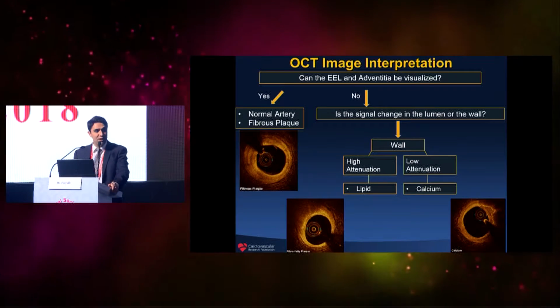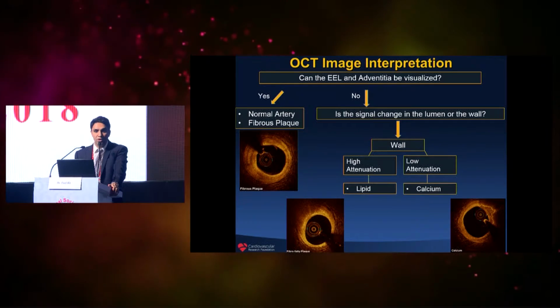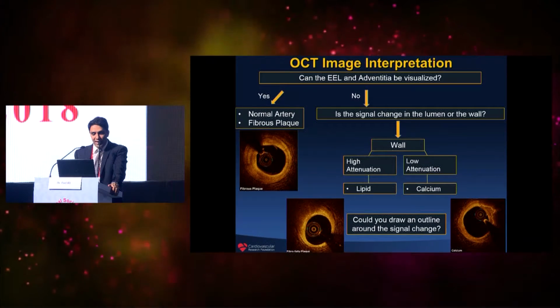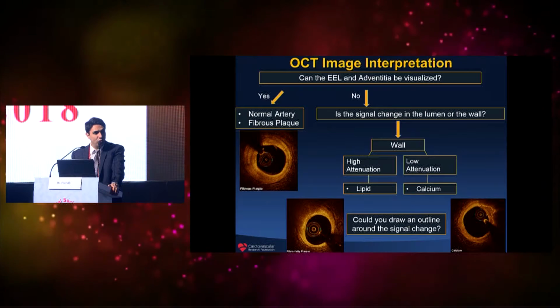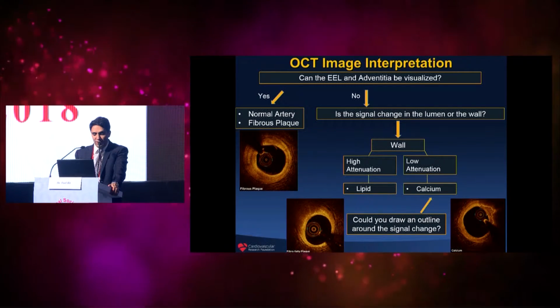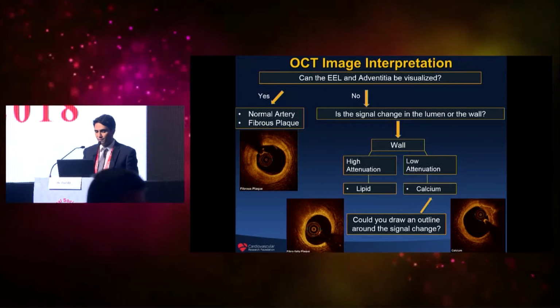And if you're ever interested to determine whether something is low attenuation or high attenuation, a simple strategy is to ask yourself, can I draw an outline around the signal change? If you're able to draw an outline around the signal change, this is calcification.